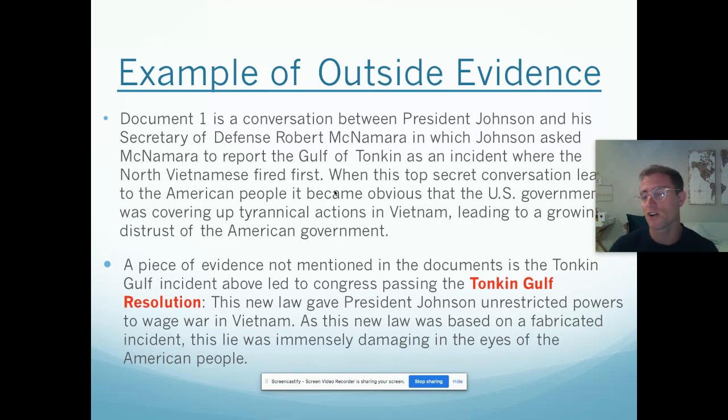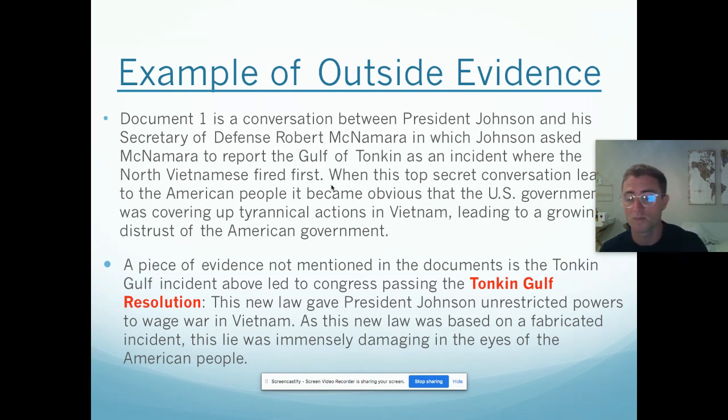That sentence starter, guys, is so important because you're showing the reader, hey, here I am, I'm using a piece of outside evidence. I'm showing you this isn't historical context, this isn't anything else, this is me getting my outside evidence points. You say, not mentioned in the documents is the Tonkin Gulf incident above led to Congress passing the Tonkin Gulf resolution. This new law gave President Johnson unrestricted powers to wage war in Vietnam.